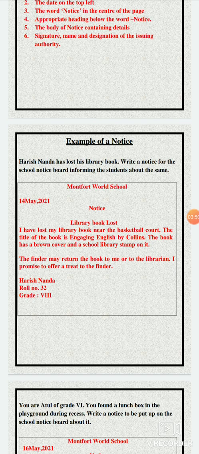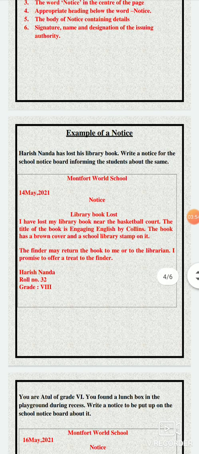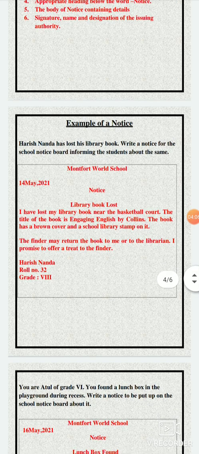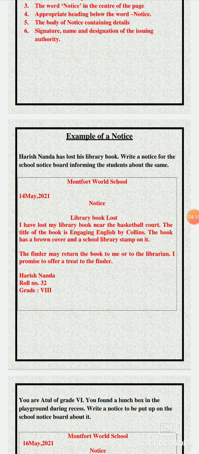Then we write the body of the notice, in which we have to give all the details. Remember, when you are writing a lost notice, you give all the details of the lost thing. And when you write a found notice, you do not give the details of the thing you have found. This is the difference. After that, last is we do a signature, we write our name and designation.